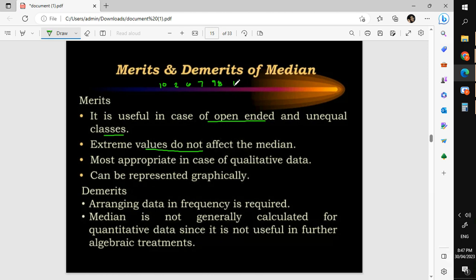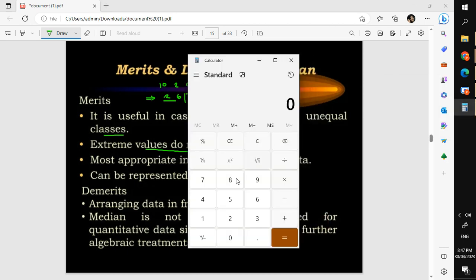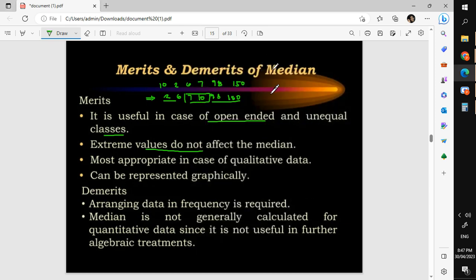Unya na kay 150. So we'll arrange this one in ascending order: 2, 6, 7, 10, 98, and 150. Okay, we'll group this, and then ang middlemost value nato is 7 and 10. So ato lang i-add 7 plus 10 equals 17 divided by 2, that's 8.5.